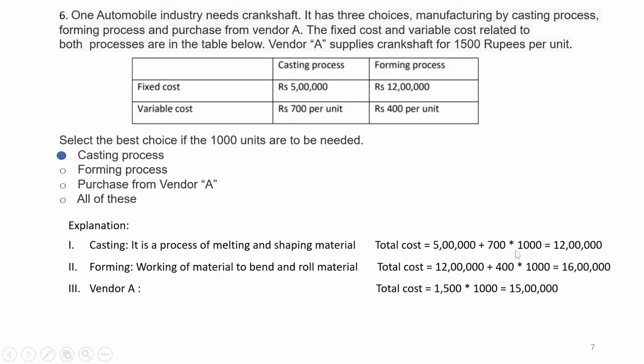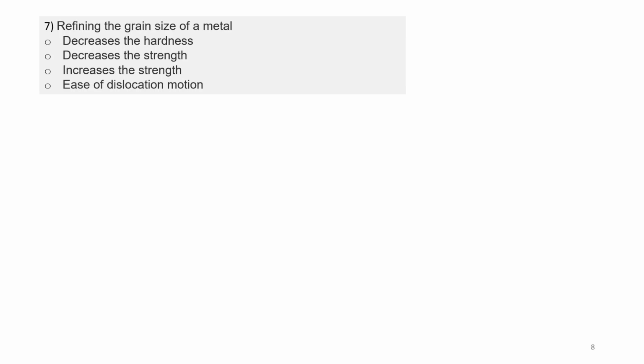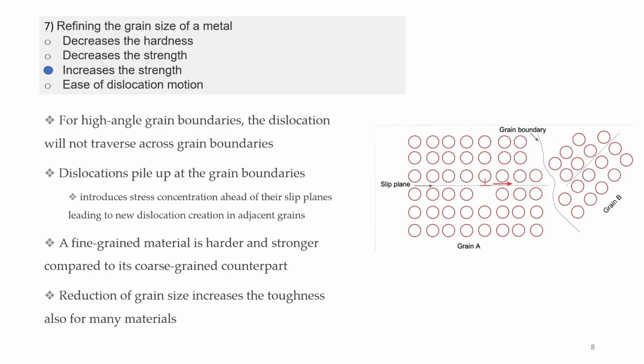In this case, for casting you get 12 lakhs, for forming you get 16 lakhs, and for vendor you get 15 lakhs. So the cheapest option is casting. Next question is refining the grain size of a metal, and your options are decreases the hardness, decreases the strength, increases the strength, or eases the dislocation motion. You should try to answer. The answer will be increases the strength.